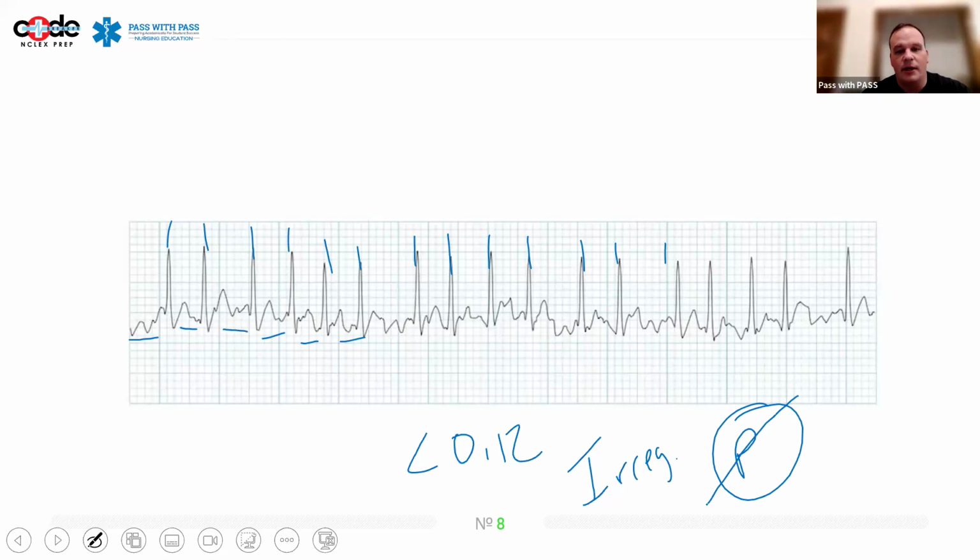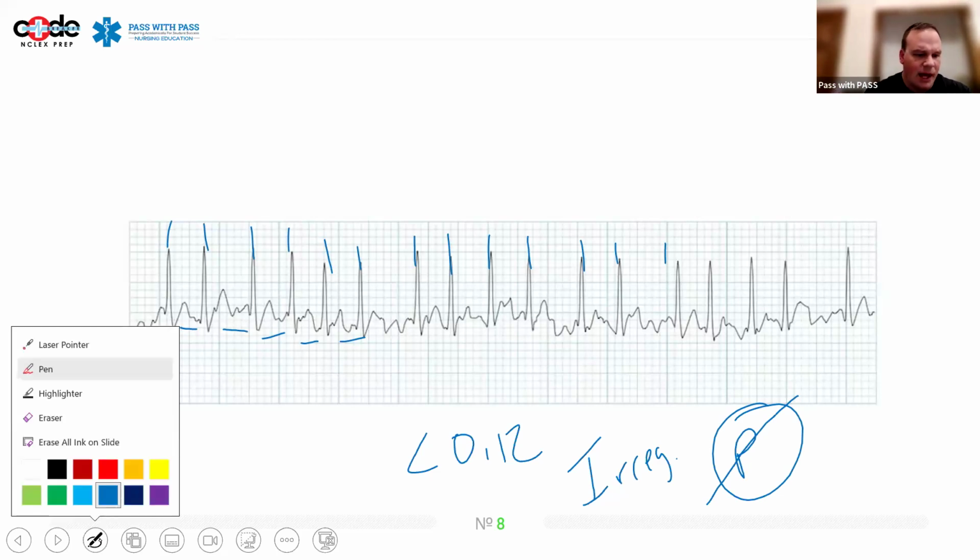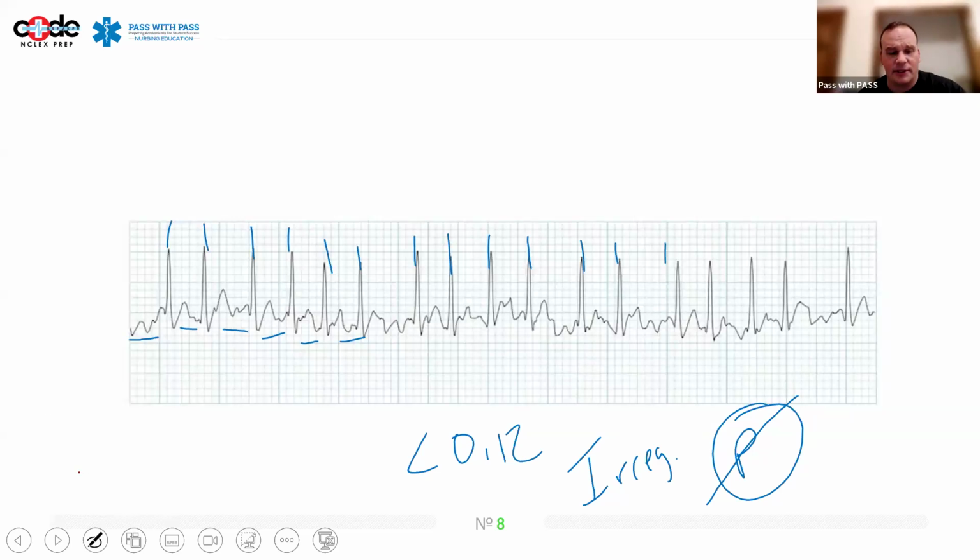All right. So now let's assume this is a 6-second strip. I don't know if it is or not. I haven't actually counted the large boxes. But let's just say it's a 6-second strip. So I have 1, 2, 3, 4, 5.